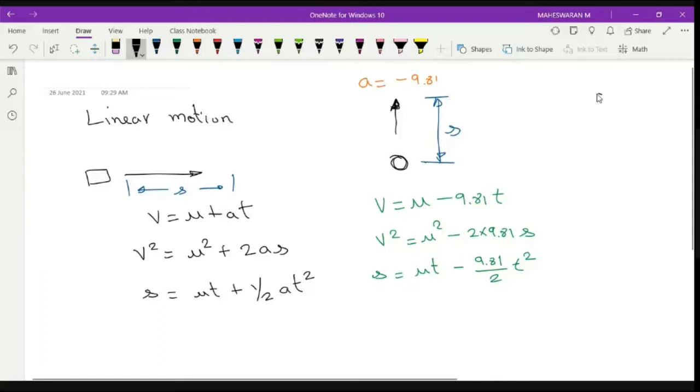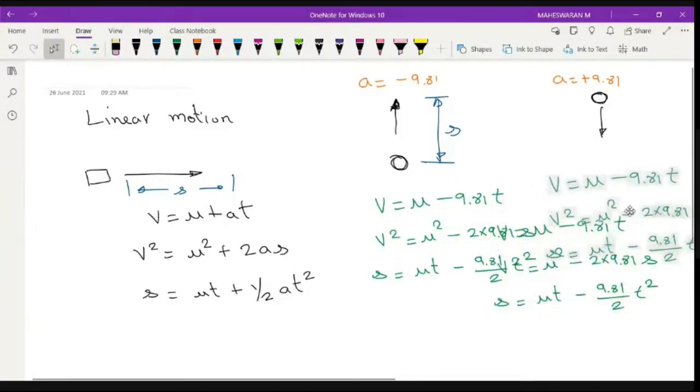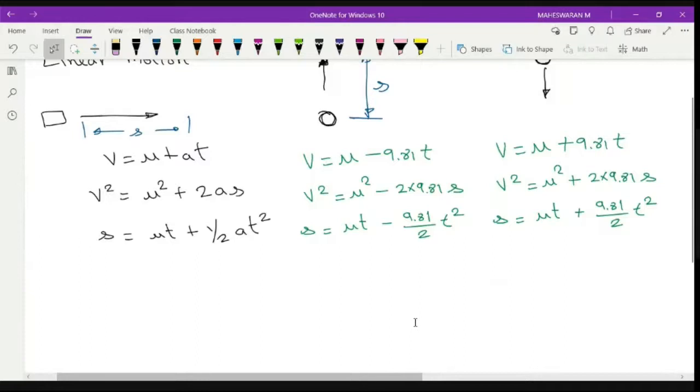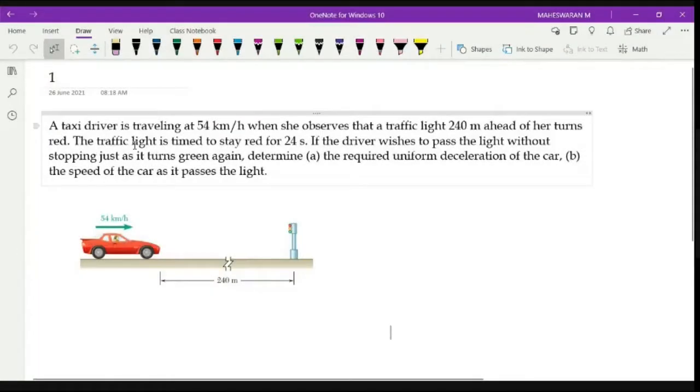But what happens if I am throwing my object downward? It is towards the gravity, not against it. So instead of minus, you will consider plus, that's it. We'll use the same formulas, the only difference is that everything is plus now. These are the sets of formulas we'll usually use when solving any type of problem. Okay, let us go for the problems one by one. We have a taxi driver who is traveling at 54 kilometer per hour.